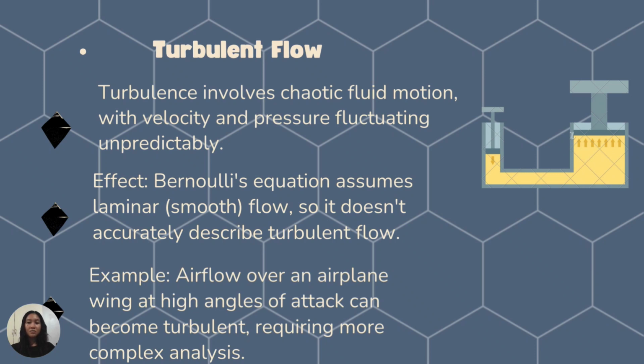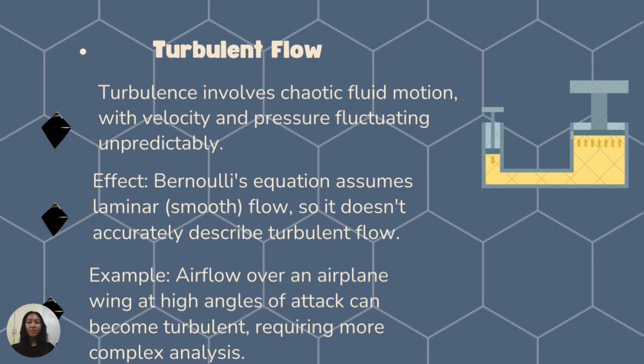Bernoulli's equation is based on the principle of conservation of energy along a streamline, and is derived under the assumption of laminar flow. It assumes that the fluid moves smoothly with negligible viscosity and turbulence. However, in turbulent flow, the presence of chaotic motion and rapid fluctuations in velocity and pressure invalidate this assumption. As a result, Bernoulli's equation becomes less accurate for describing turbulent flow conditions.